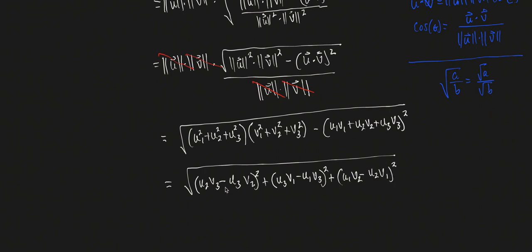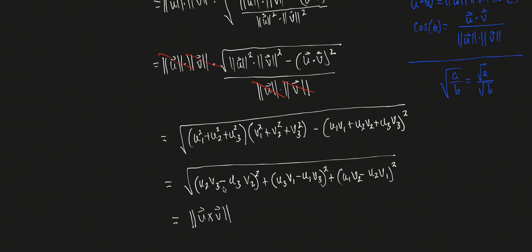And what happens is if you go back and look at the definition of the cross product, this is the first component of the cross product. This is the second component of the cross product, and this is the third component of the cross product. And you look at what we're doing. We're squaring each component, adding them up, and then taking the square root. And that's exactly what you do to find the magnitude of the cross product.